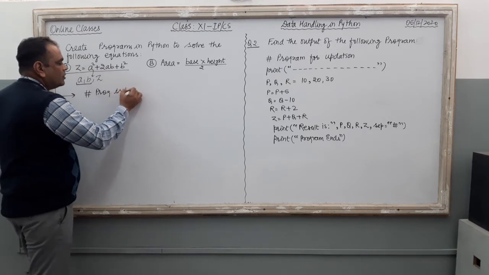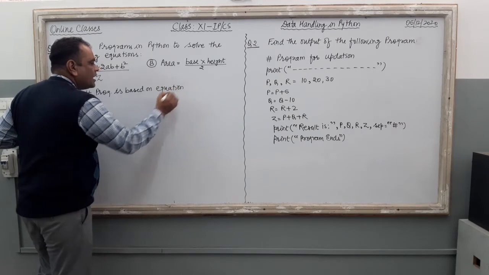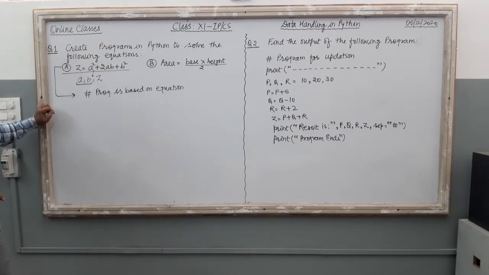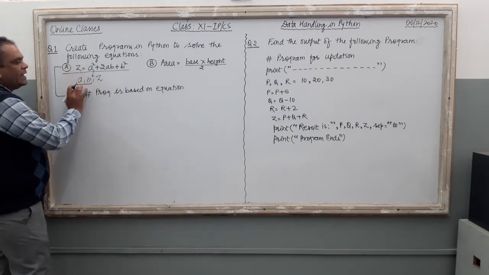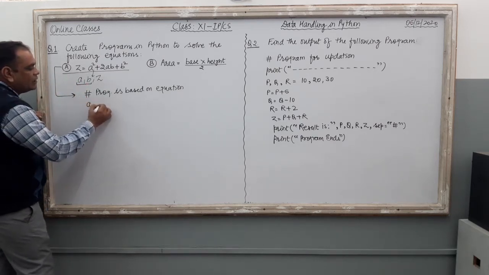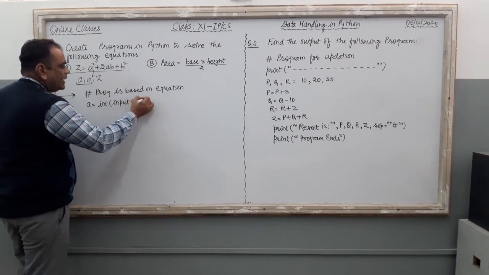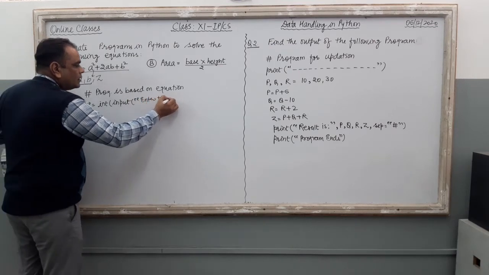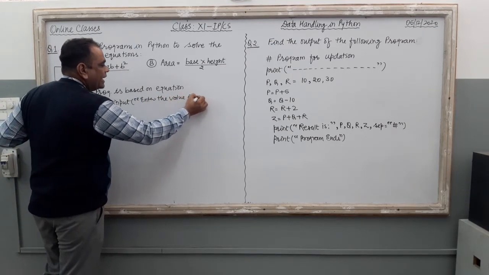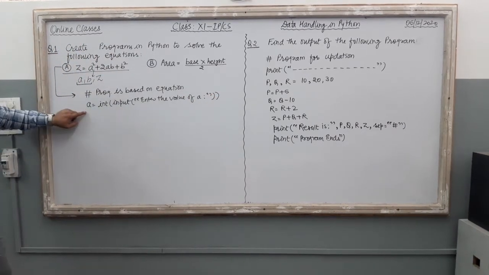Program is based on equation. Comments are the non-executable lines. Clear? So the very first line is the comment. Now I want to take input of A, input of the variable B. So my second command is A equal to integer input, enter the value of A. कोई भी मैसेज मैं दे सकता हूँ. It is up to me. Right? So it is the second line of the program.